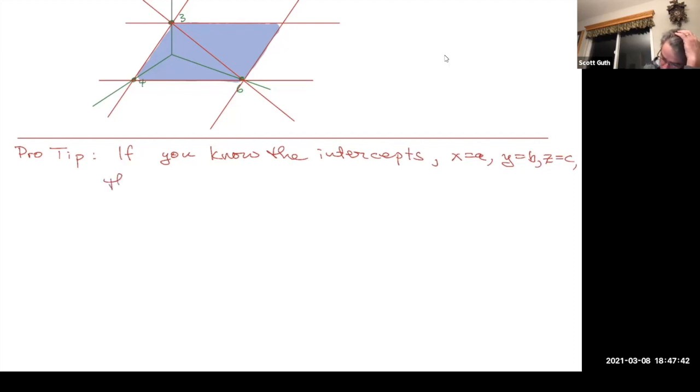The equation of the plane. You'll see me do this sometimes, especially in homework questions. You'll see me just pull the equation of the plane out of thin air. And it's just because I know this little pro tip. You just divide each variable by its intercept.